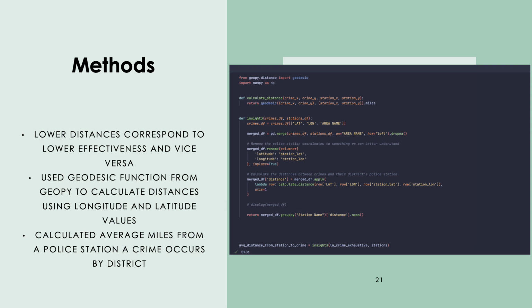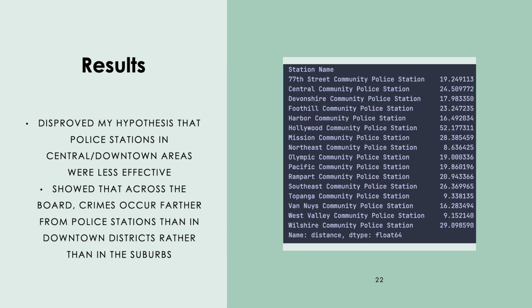And based on those distances, we again group by the area name, and we find the average distance from a crime to a police station. And for further analysis, we say that lower average distances correspond to lower effectiveness. The results actually disproved my hypothesis that police stations in central and downtown areas were less effective. The results show that across the board, crimes occur farther from police stations in downtown districts rather than in suburbs. This shows that police stations in the central downtown areas are more effective at keeping crime in control.